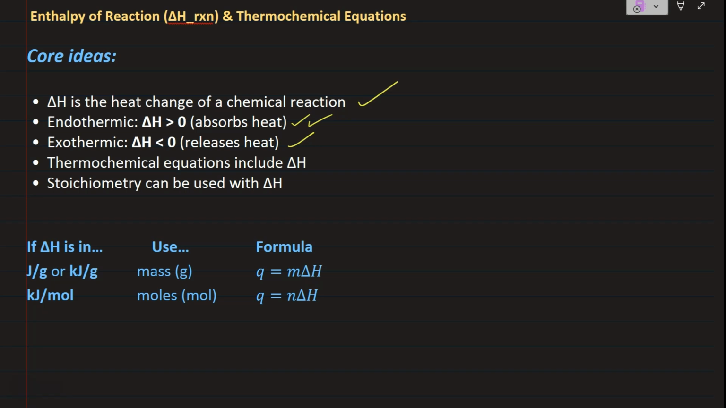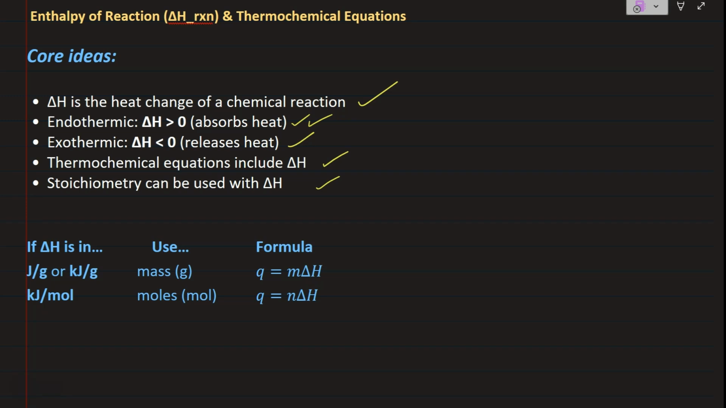Whenever you release heat, you give off energy. That means you're actually losing energy, and it is a negative value, whatever the value is in terms of joules. And thermochemical equations include delta H, of course, because the reaction can happen, and the stoichiometry can be used with delta H. And a couple of things.